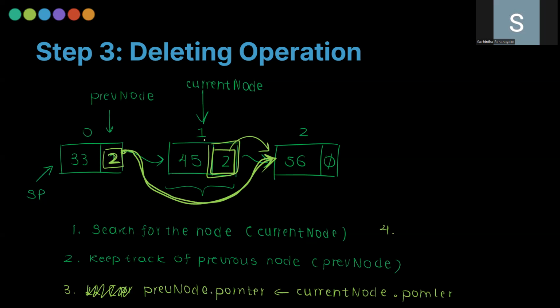You can basically set the current node's pointer to null. When you do that, this node's pointer would become null, and that would sever this connection, making this node permanently deleted from the linked list. That is the process of deleting from a linked list.